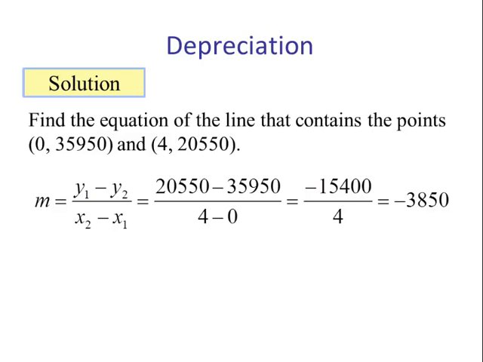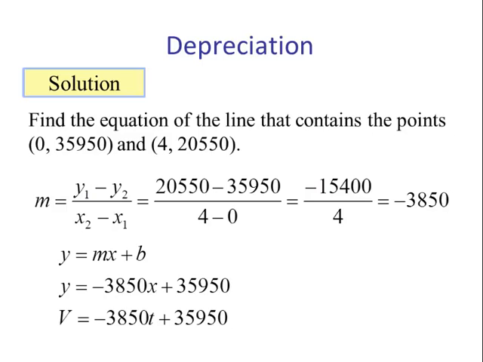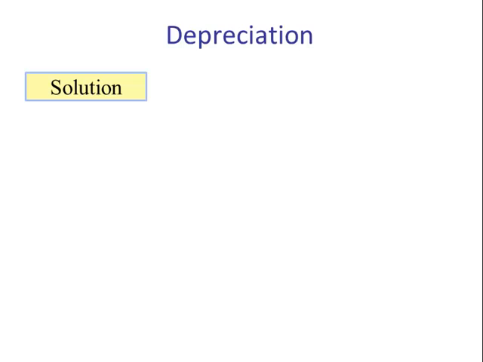So the equation of the line, if we write it in y equals mx plus b form, we have the slope, negative 3850, and we also have the y-intercept here, which is 35,950. Writing the equation in terms of our variables for the problem, we have v equals negative 3850 times t plus 35,950.